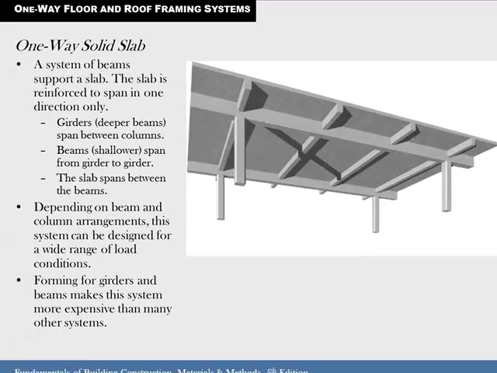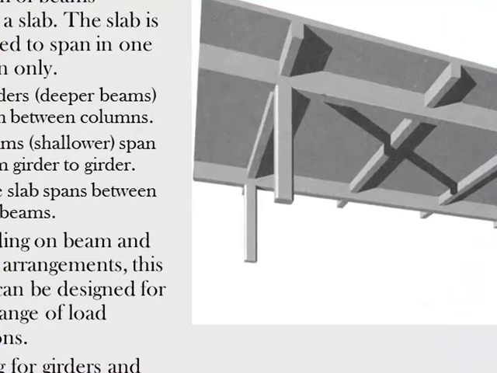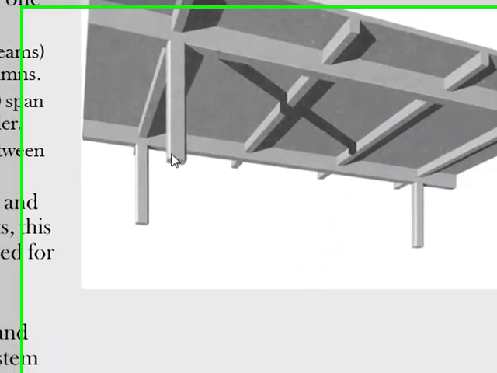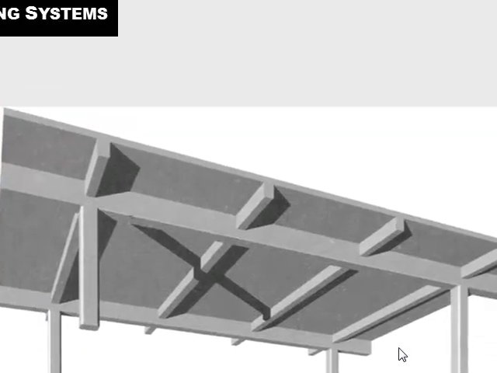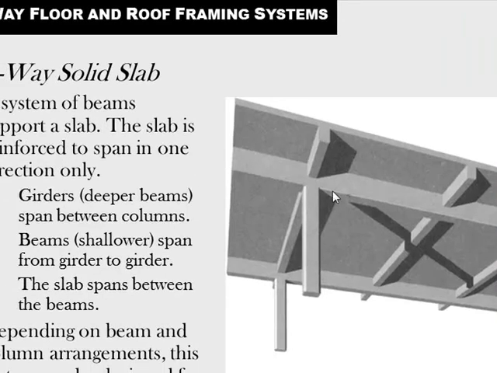Here on this slide we have a one-way solid slab system. You can see that there are columns supporting it. Then we have girders, which are the deeper beams resting on the columns. Then we have beams, which are shallower than the girders, resting on the girders. And then the slab spans between the beams. So this is one way because the reinforcing in the slab will tend to run in one direction from beam to beam rather than in both directions. So that's a one-way slab and beam system.